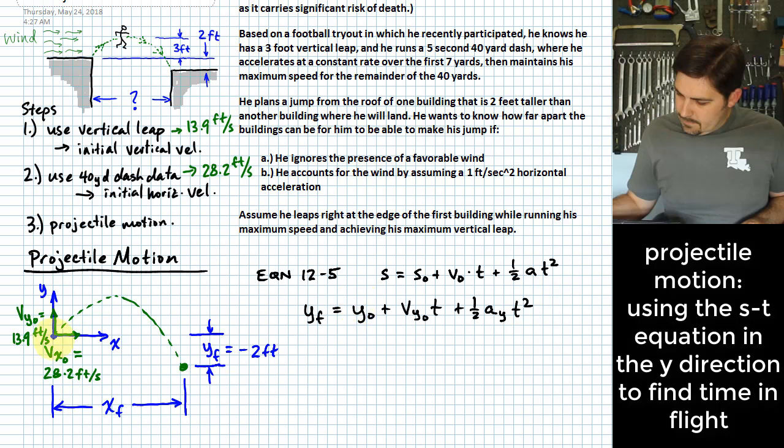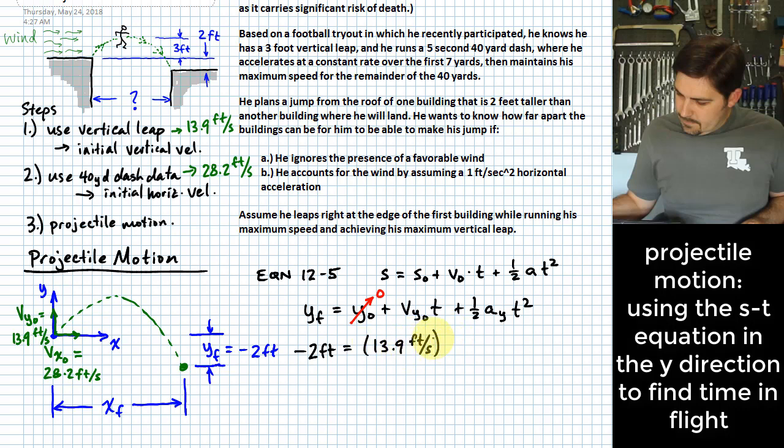Okay, since we're starting at the origin, we can say y naught is equal to 0. For the rest of these, I don't think we can just get rid of them that easily, but we can plug in values for the things that we do know. So we know y sub f is equal to minus 2 feet. That's going to be equal to our initial velocity here in the y direction, which is positive 13.9 feet per second velocity there.